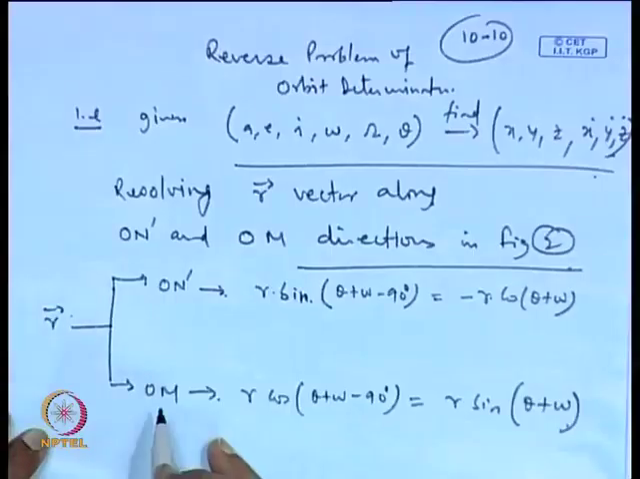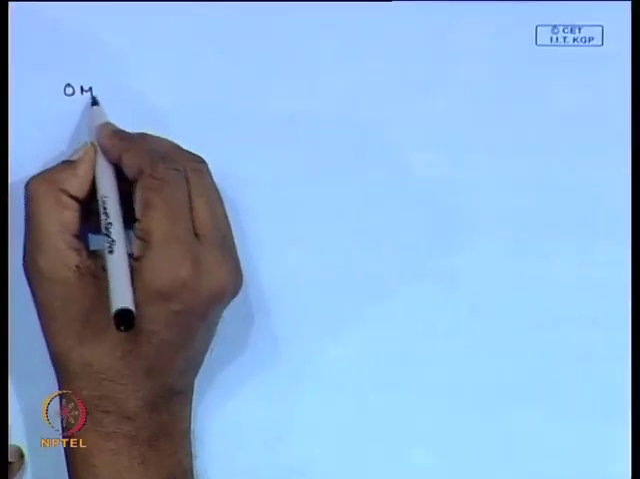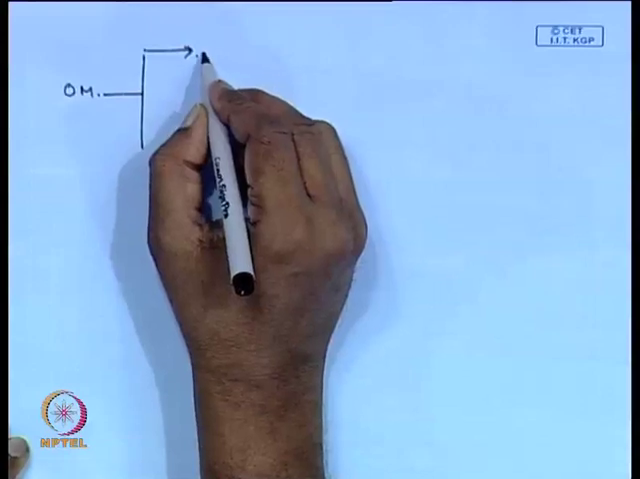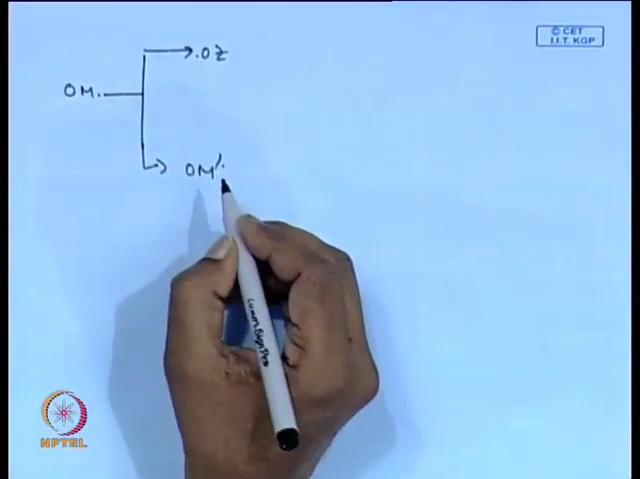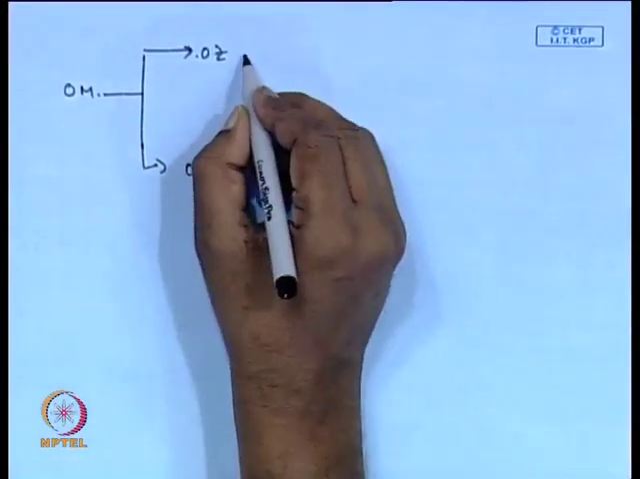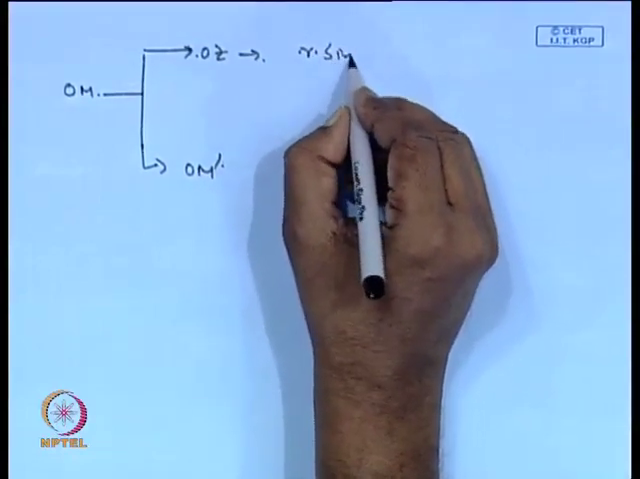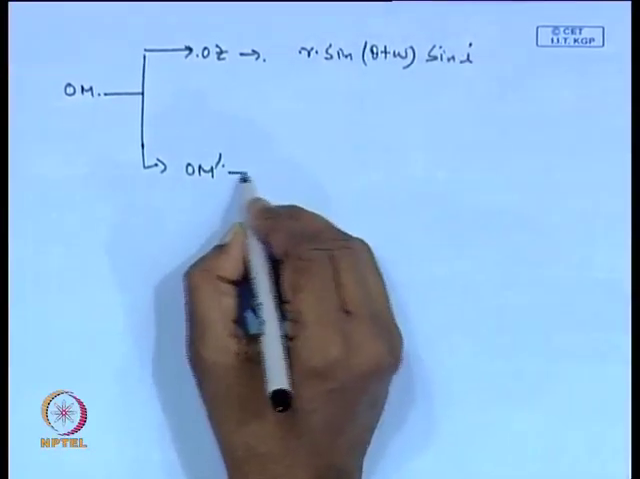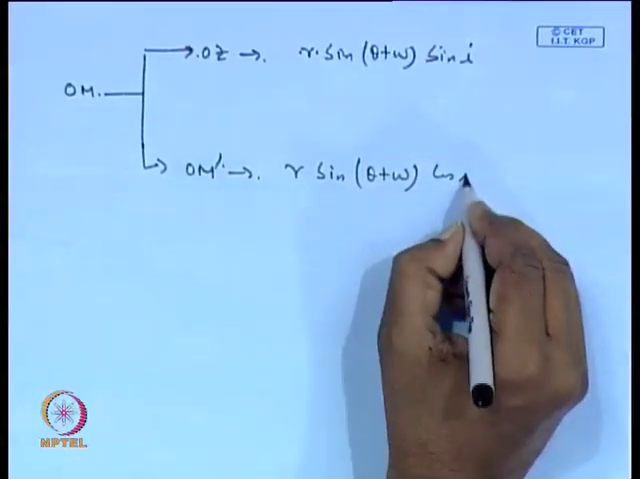Now, the component O m can be broken along the z direction and the O m prime direction. So, next we break the component O m along the O Z direction and along the O M prime direction. So, along the O Z direction, this will give r sin theta plus omega sin I, and this will give r sin theta plus omega cos I.